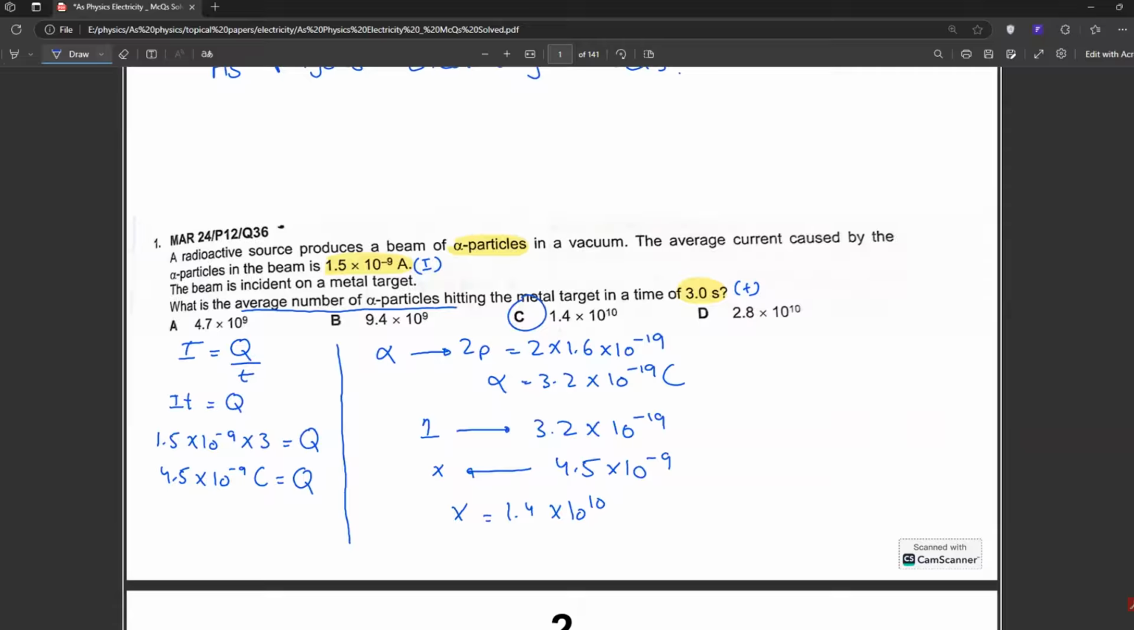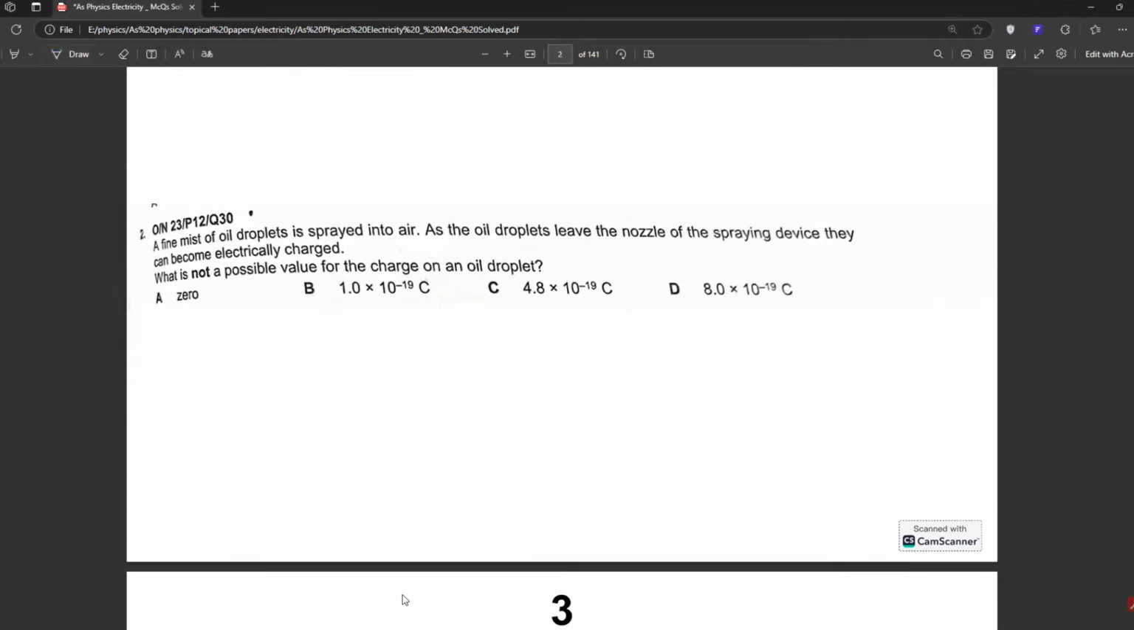C should be your answer. The answer to this question should be C. This is question number 1. Let's check. Yes, the answer to 1 is C. Perfect. Let's move ahead.